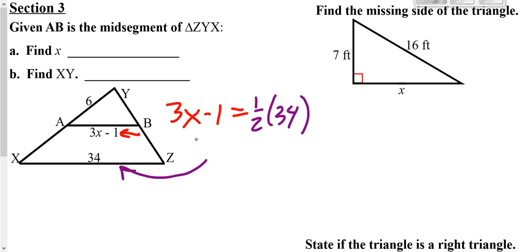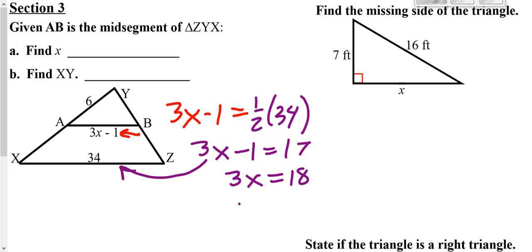So we get on the left side 3x minus 1 is equal to 17. Then we can go ahead and add 1 to both sides. We get 3x is equal to 18. Divide by 3, and we get x to be 6.